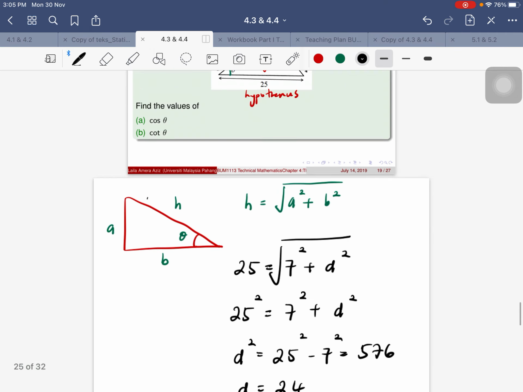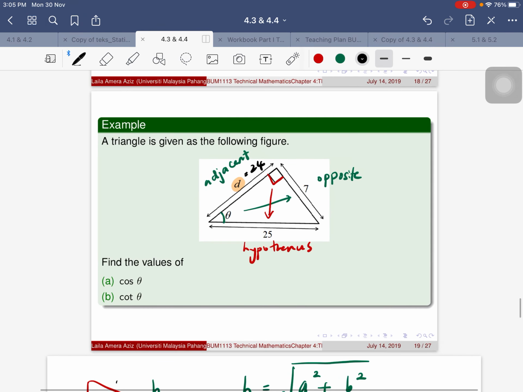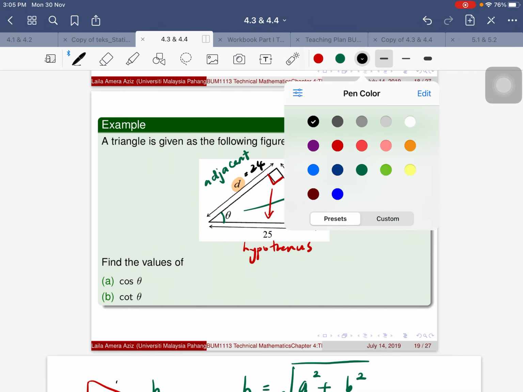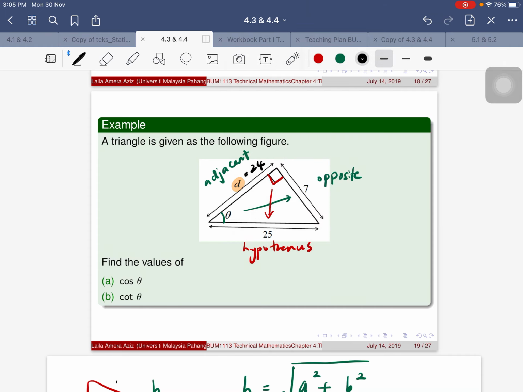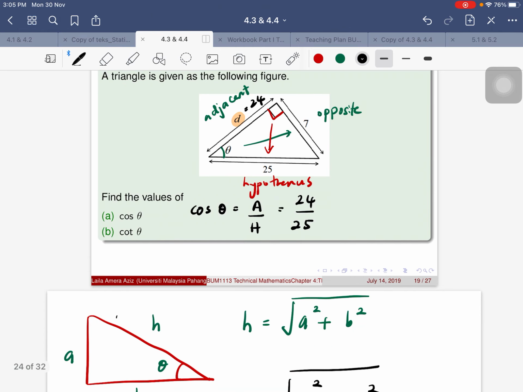Okay, now that we have all these values, straight away we can find the value of cos theta. According to the SOHCAHTOA rule, cos theta is adjacent over hypotenuse. So what is the adjacent value? The adjacent value is 24, and the hypotenuse is 25. So basically, cos theta is going to equal 24 over 25.